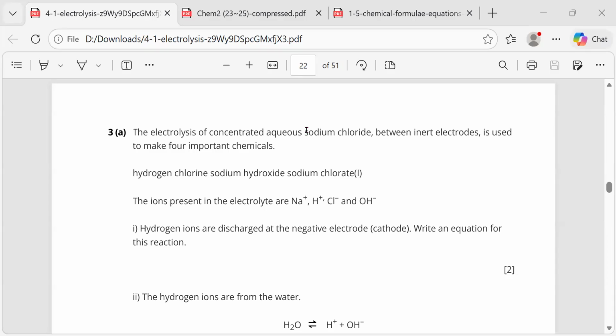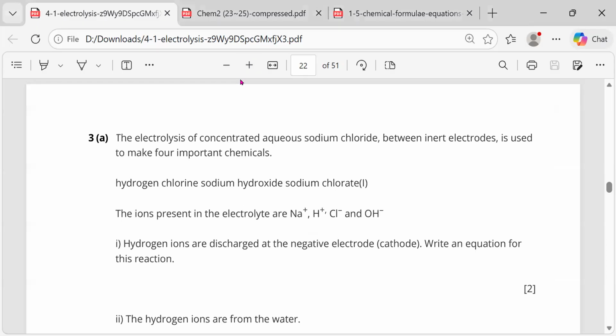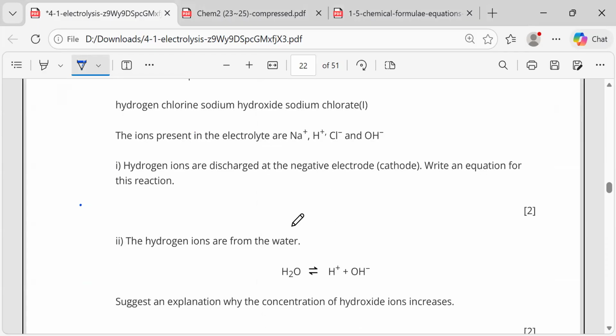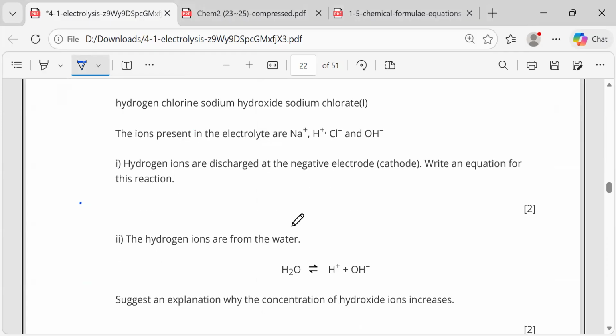So the electrolysis of concentrated sodium chloride between inert electrodes is used to make four important chemicals. Hydrogen, chlorine, sodium hydroxide. The hydrogen ions present are discharged at the negative electrode. Write an equation. If you don't know how to write this, I've already taught you.